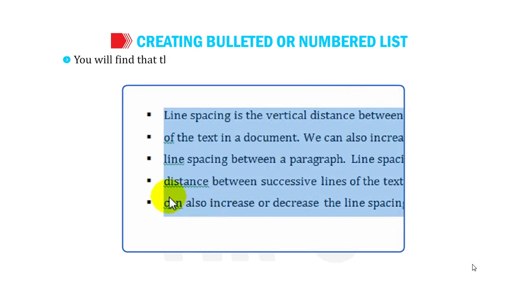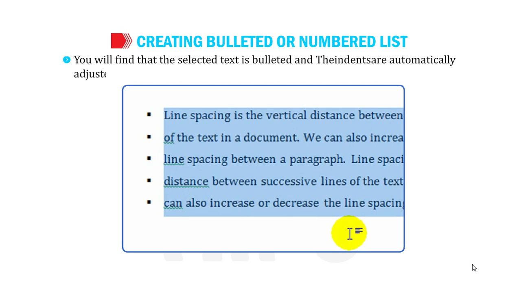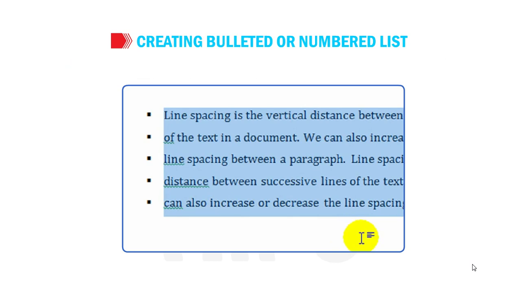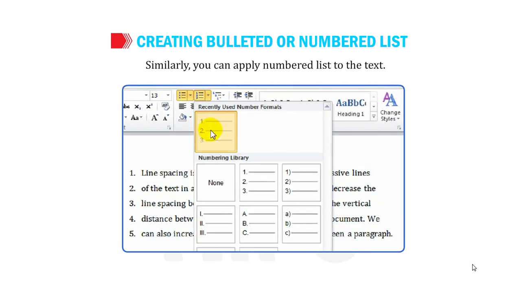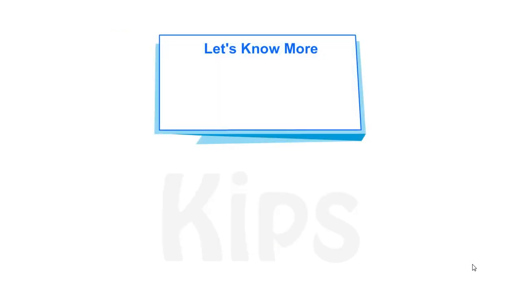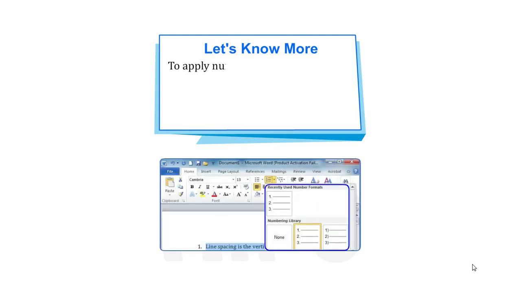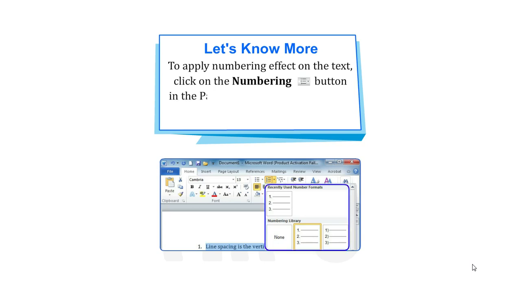You will find that the selected text is bulleted and the indents are automatically adjusted to separate the text from the bullets. Similarly, you can apply numbered list to the text. Students, note that to apply numbering effects on the text, select on the numbering button in the paragraph group and select the list style of your choice.